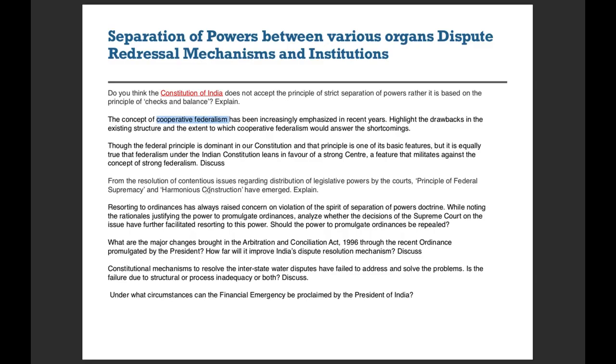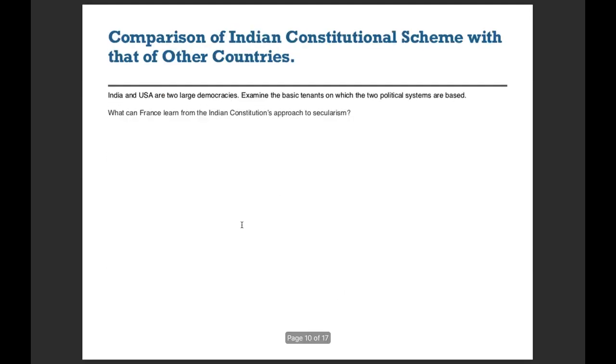Again, such kinds of questions come from the issues of ordinance, by which the executive generally curtails the supreme power of the legislature. Through ordinance, there is no need to pass through the legislature immediately, and the executive surpasses the power of the legislature. Such kinds of questions are generally asked.